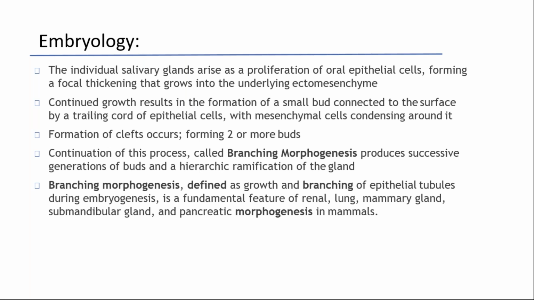Here it is mentioned that branching morphogenesis is defined as a growth and branching of epithelial tubules during embryogenesis. This is the fundamental feature of any gland, like renal, lung, mammary gland, submandibular gland, or pancreatic morphogenesis in mammals. So whenever you come across a question on any glandular embryology, always remember to keep a subheading or a highlight point called branching morphogenesis.